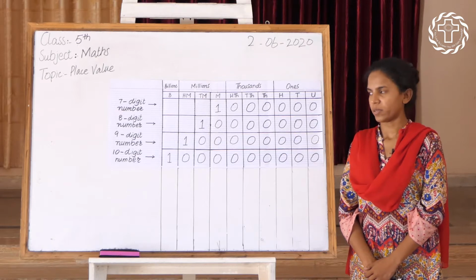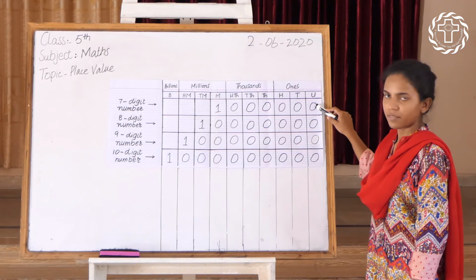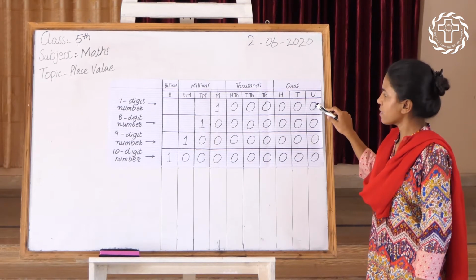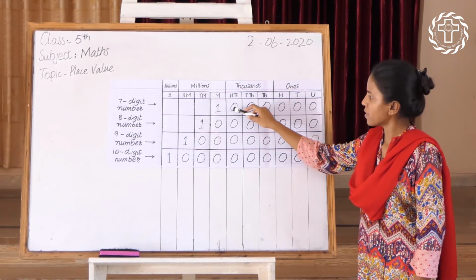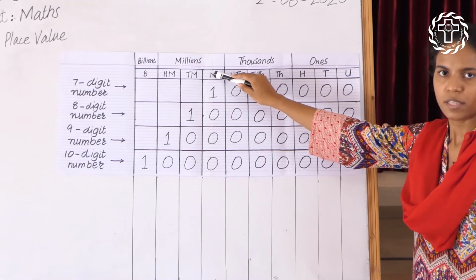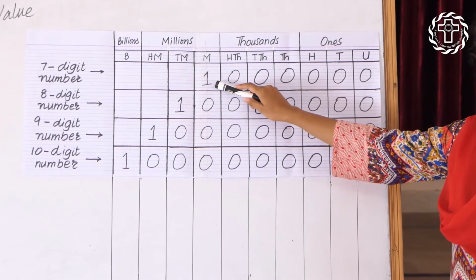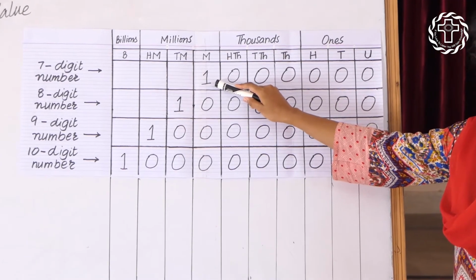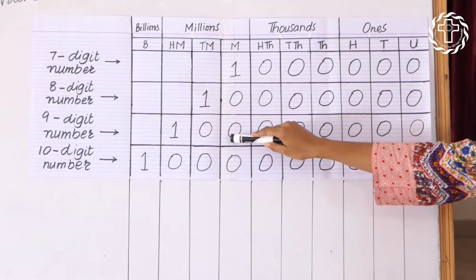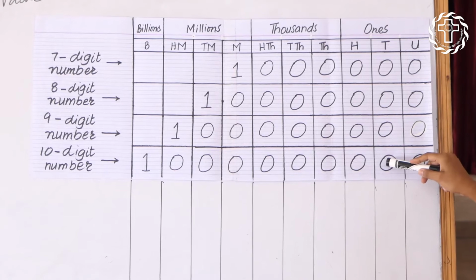Let's start our topic. Our topic is place value. This is the first number. It has 1, 2, 3, 4, 5, 6 and 7 digits and its value is million. You have already learned to identify the values of numbers up to 9 digits in class 4. So we will work in this class with 10-digit numbers.